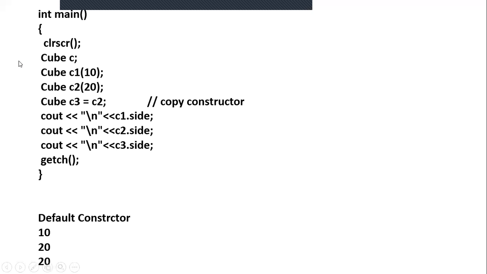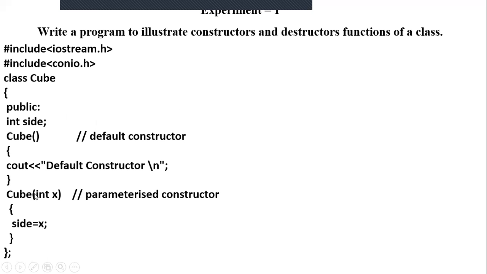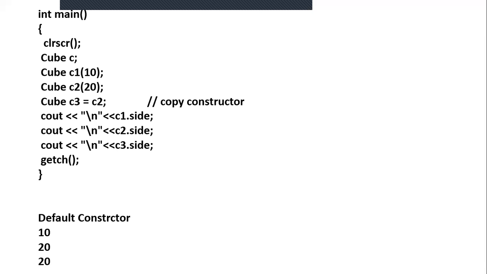After that, when I create object C1 and I have passed a parameter, this time the second constructor will execute. The value 10 will come to x and it will be assigned to side. Okay, now in the third, I have made Q class object C2, and again I am passing the value 20, which will call the parameterized constructor and automatically define the side value for the C2 object as 20.